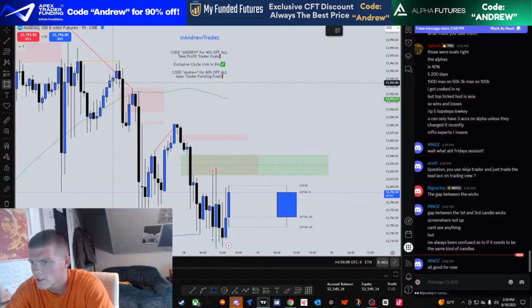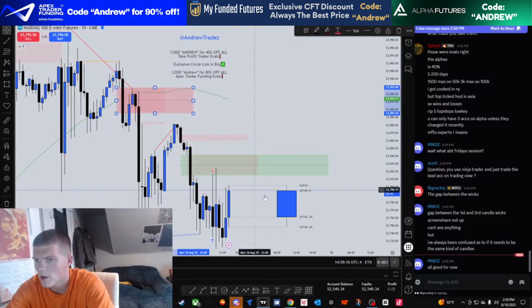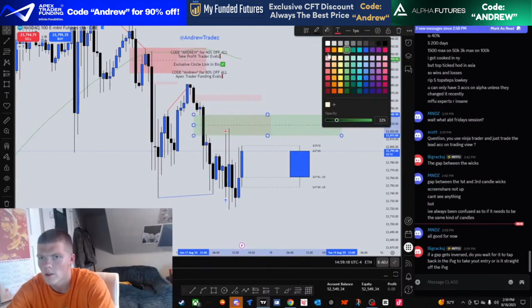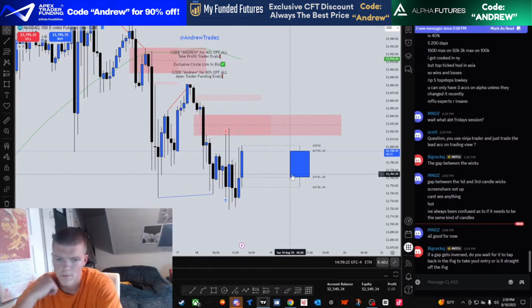As you see here, this is another good one. It did exactly as I'm talking about. It came into the gap, respected it, and we pushed lower really fast. Same thing here. What do we get? As soon as the gap comes in, we push back lower and take out these orders.